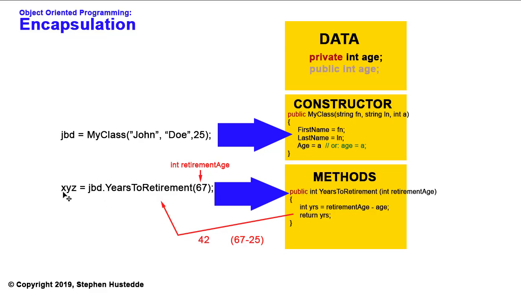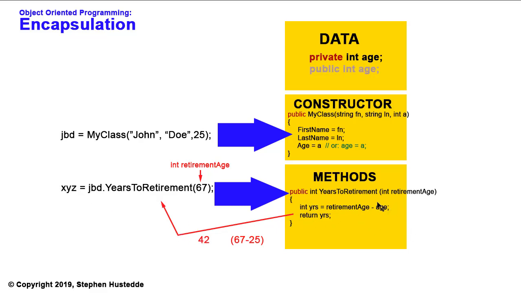Same thing with a method. I can call a method and pass it a parameter. In this case, I'm going to pass it a retirement age. And assuming we have an age specified for that individual, in this case JBD, we said his age was 25. If I call this method, I'm going to pass it 67, and the method is going to return the retirement age, 67, minus the age, 25, which is 42, and so XYZ would equal 42.